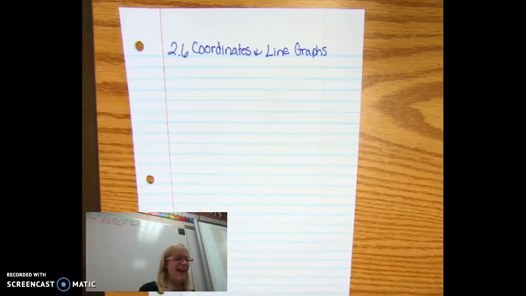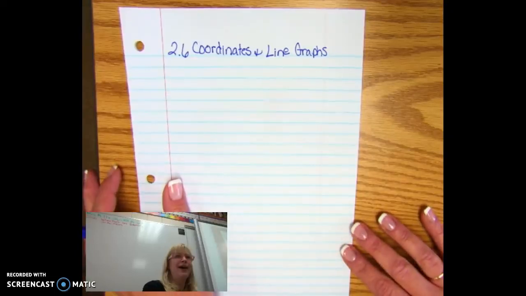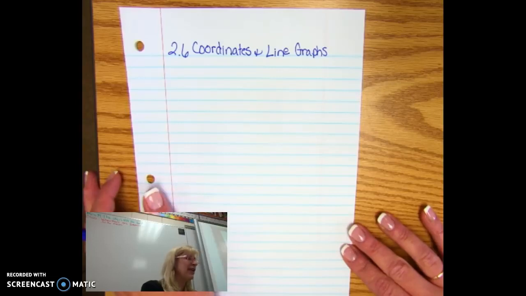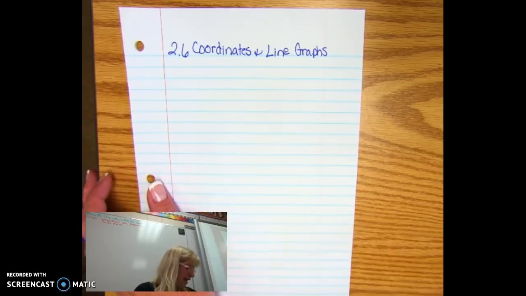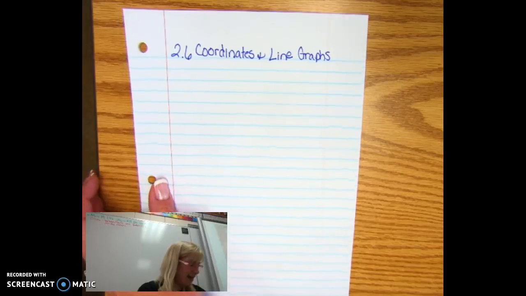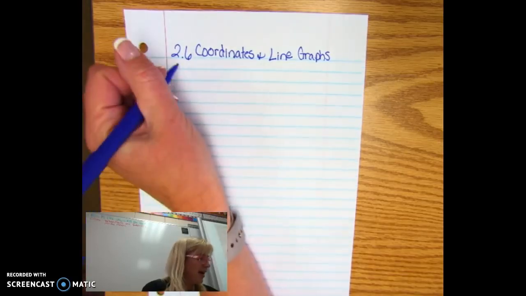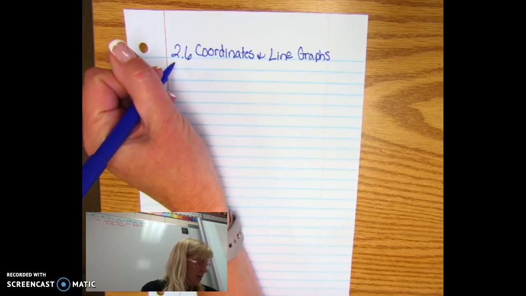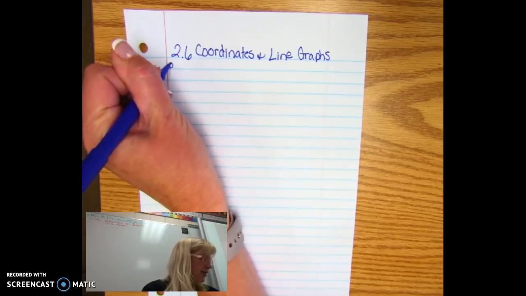All right, good morning, class, and we're going to go through 2.6, which is coordinates and line graphs today. We always start, as we've talked before, with our key vocabulary. So we are going to talk about ordered pairs first.